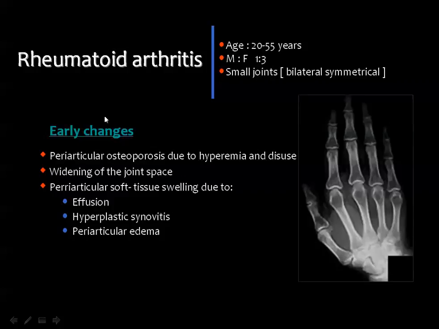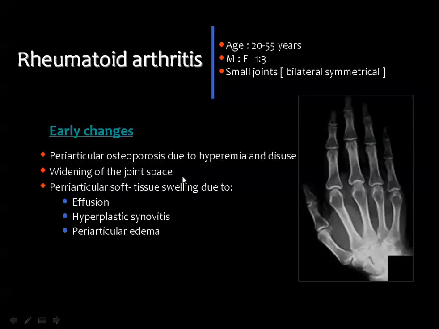The early manifestations of rheumatoid arthritis will be periarticular osteoporosis due to hyperemia and some disuse of the hands and feet. This periarticular or juxta-articular osteoporosis is seen in the head of the metacarpals as well as the base of the proximal phalanges, and also maybe around the interphalangeal joints.